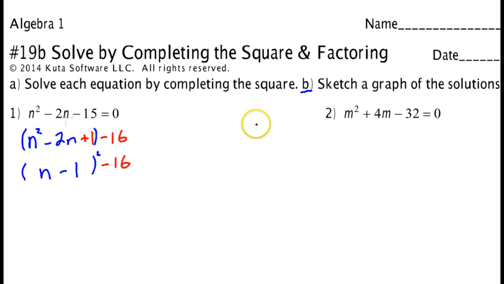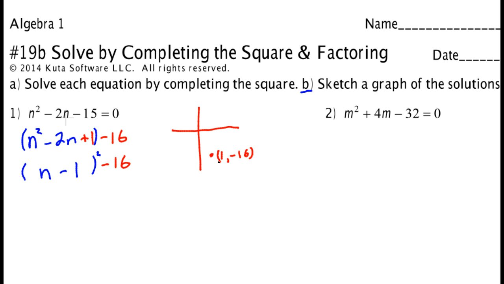Okay. So here's what we know. My vertex is where? Yeah, my vertex is at 1, -16. So you're going to sketch that. And it is a sketch. It's not going to be perfect. You're not going to count squares or anything, but you know that +1 is to the right and -16 will be down. So roughly.